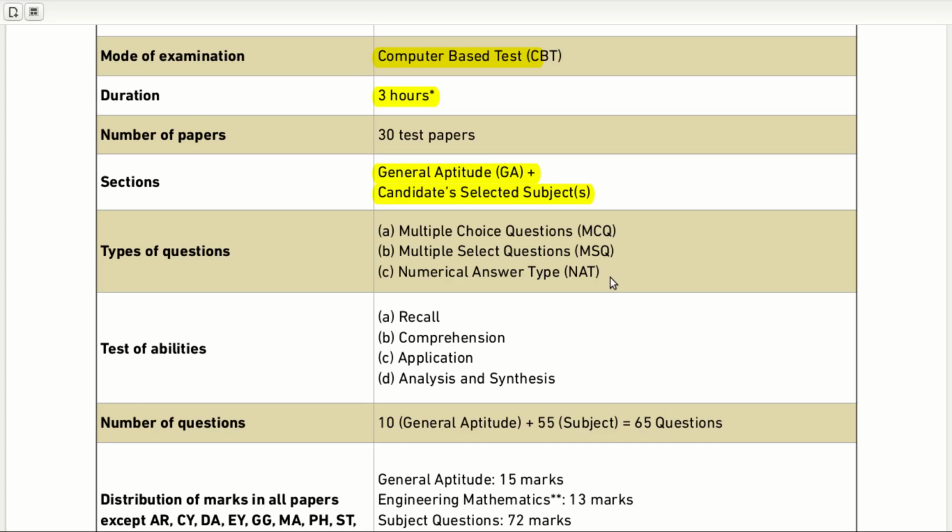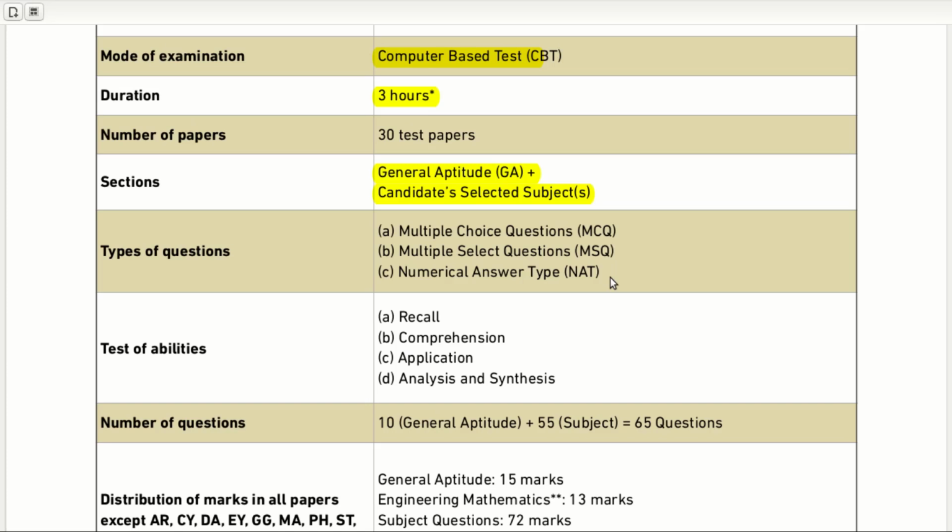Here we also have MSQ. MSQ means multiple select questions. Here out of 4 any number of options may be correct, that is we can have a single correct answer, or we may have 2 or more, that is a maximum of 4 correct answers also we can have. So if you have chosen all correct alternatives, then only you will get the full marks.